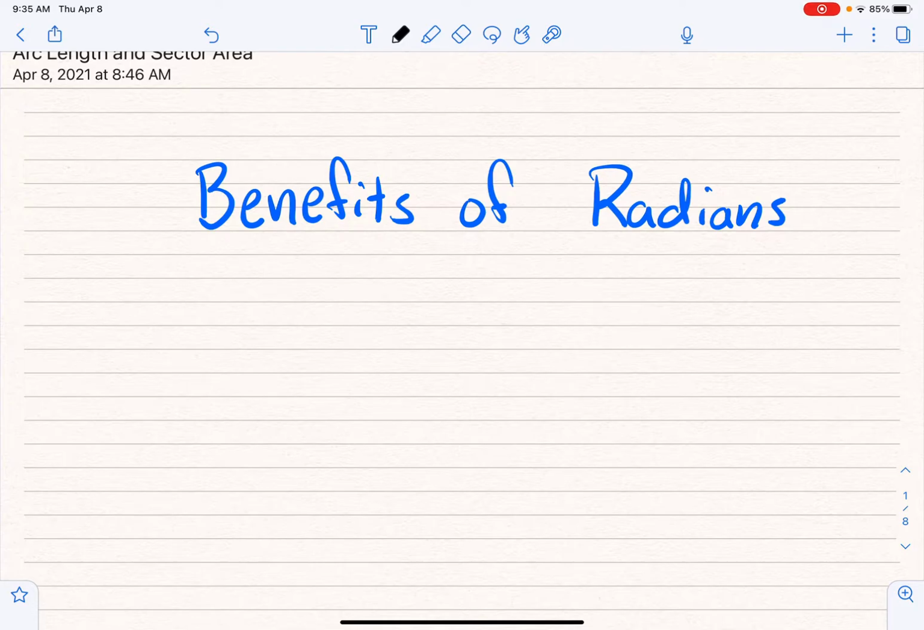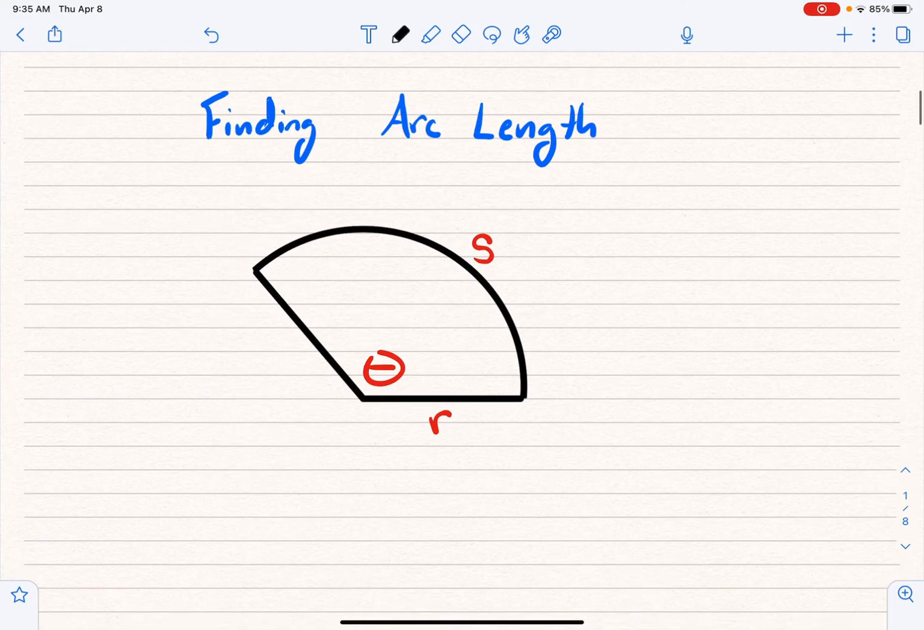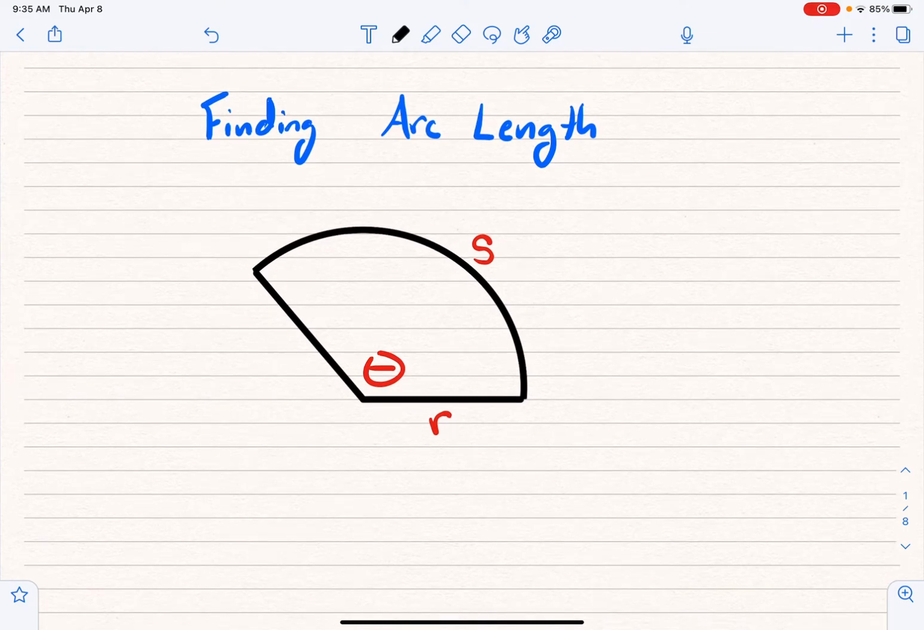There are two big benefits of using radians. And the first one is finding arc length. When I say finding arc length, I'm literally saying, hey, find the length of this arc if you had to walk that distance. That's what we're talking about.